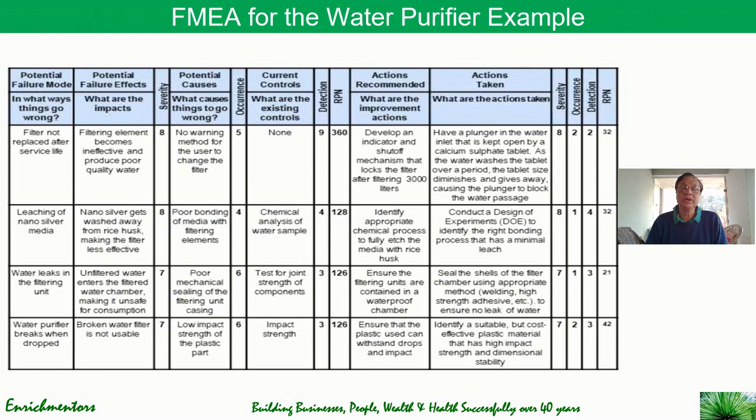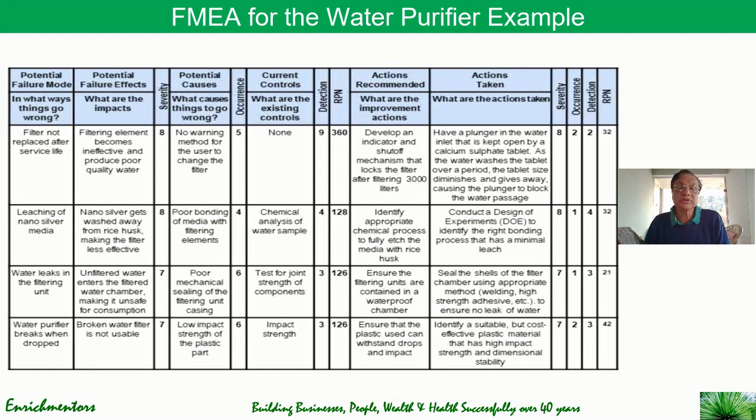This is a very populated slide, and it is an illustration, and I'm not going to read it through for you. Basically, what it does again is the same thing. I'll take one line and read it through. The potential failure mode, in what way things can go wrong: filter not replaced after service life. That could be one possible failure mode. And the impact will be the filtering element becomes ineffective and produces poor quality water, right? And then you rate the severity, which the team has rated 8 here.